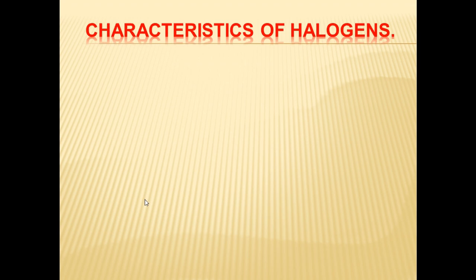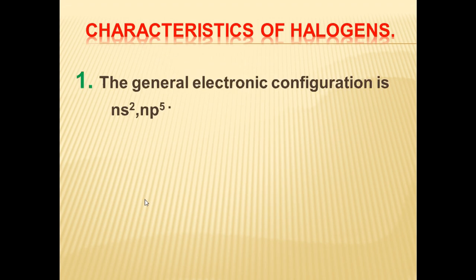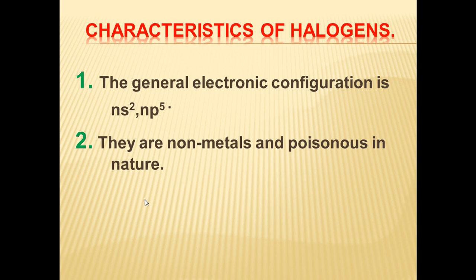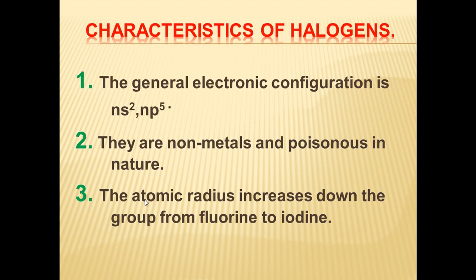The second part of our today's lecture is characteristics of halogens. The first characteristic is halogens have general electronic configuration ns2 np5. They are non-metals and poisonous in nature. The atomic radius increases down the group from fluorine to iodine.